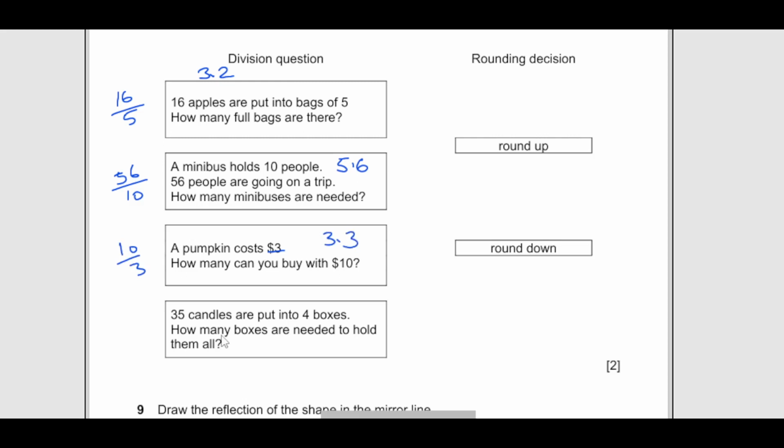Okay. Now next one, 35 candles are put into 4 boxes. How many boxes are needed to hold them? So 35 divided by 4. 4 times 8 is 32. It is 8.75, right? So now see, 3.2 will be rounded down, because this digit is less than 5. That answer will be 3. 5.6, this digit is more than 5, so we are going to round it up. 3.3 is rounded down because this right hand digit is less than 5. Okay.